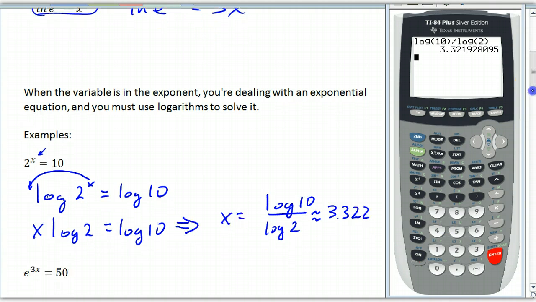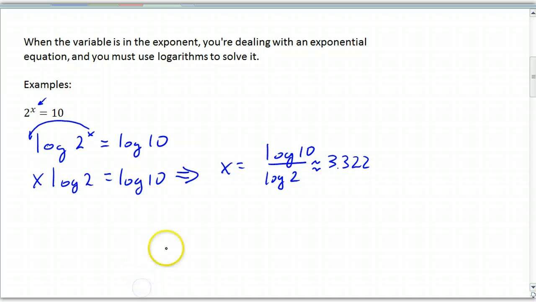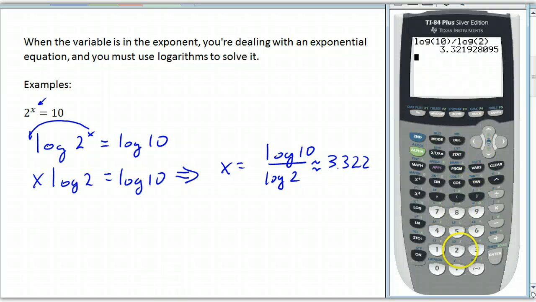Now let's not lose sight of what we're finding when we do this, okay? We're actually finding the power of 2 that gives us 10. So if you wanted to check your work there, you could just go 2 raised to 3.322, and we should get pretty close to 10, and we do. So let me put that here.